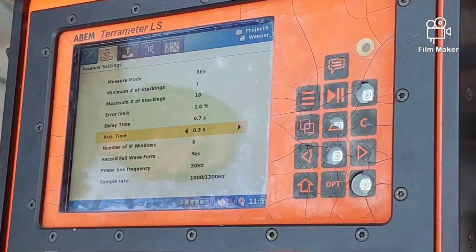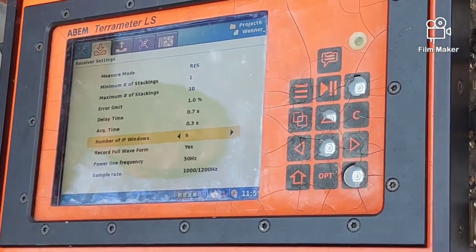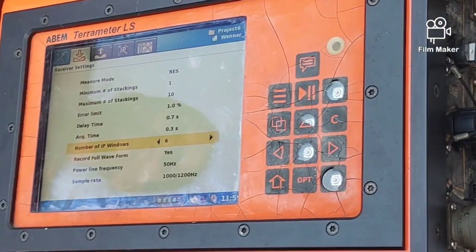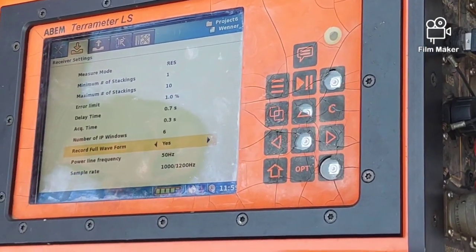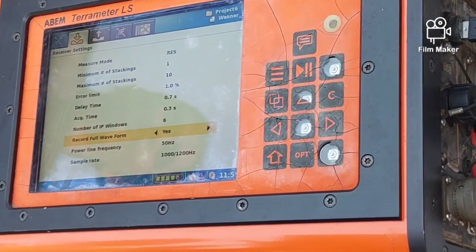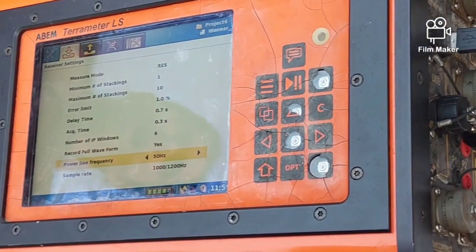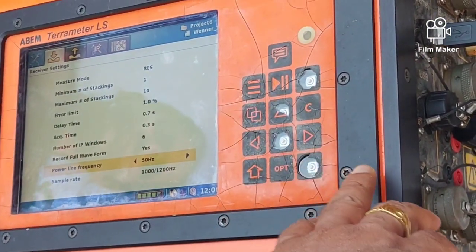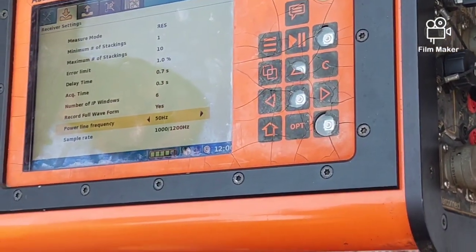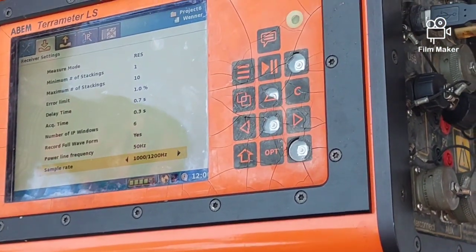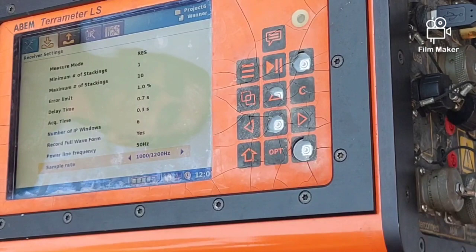Okay. 0.7 plus 0.3. Now the number of IP units is not needed, because we are not going to measure the induced polarization here. And this is the record of full waveform. हम लोग full waveform record करेंगे यहाँ पे, ठीक है. And what is the power line frequency here? In India, the power line frequency is 50 Hz, so it has an inbuilt filter that will filter the data for 50 Hz. Okay. This is the sample rate. It is also okay.